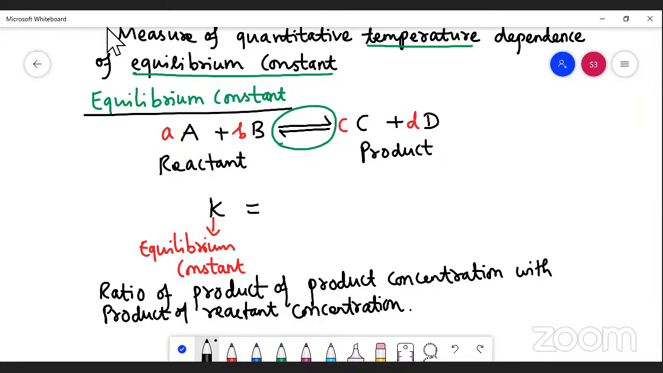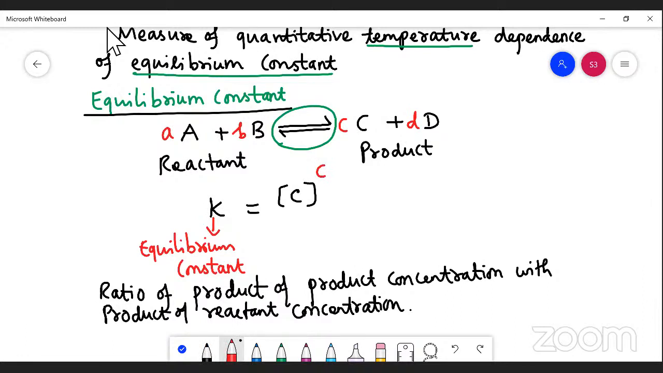So I can write here one product C. The concentration term I should indicate like this, C. And the number of moles, how much? C as the number of moles, as the power.